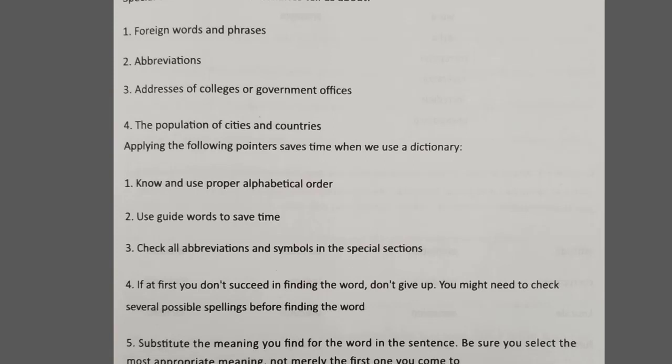Use guide words to save time. Okay, so we might not know about this, but guide words are the words that, if you have a dictionary and you check it, you will see that on the top of the page there are two words. The first word tells us the starting word of the page, and the next word tells us the last word of the page, right? So if you are a smart user, you will be able to sort out if your word is among these two words, right? If you know your alphabetical order, you'll easily be able to sort that out, right? So that way it can save us some time.